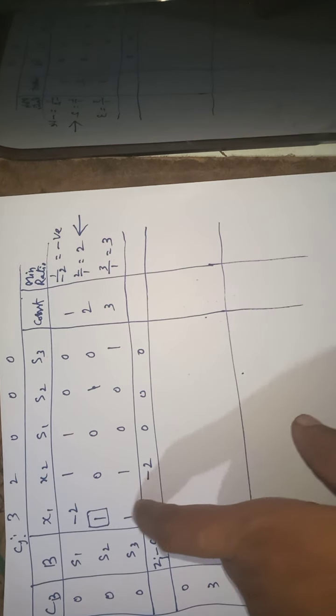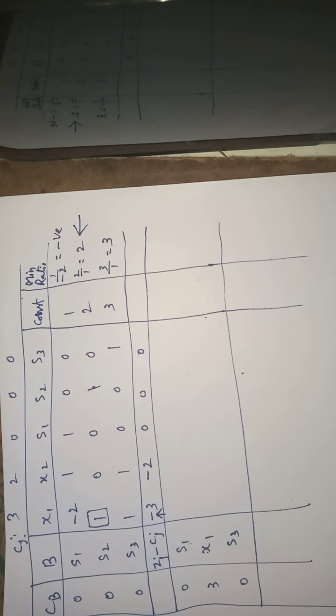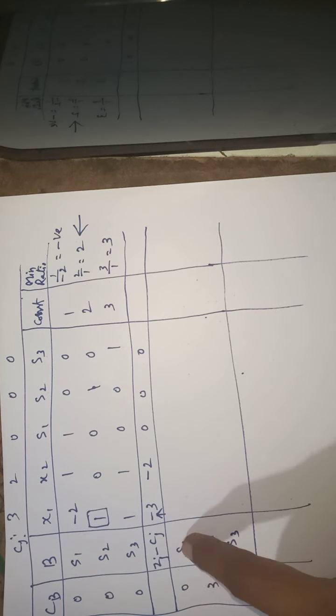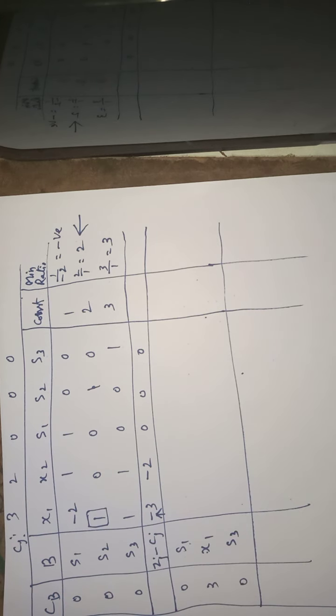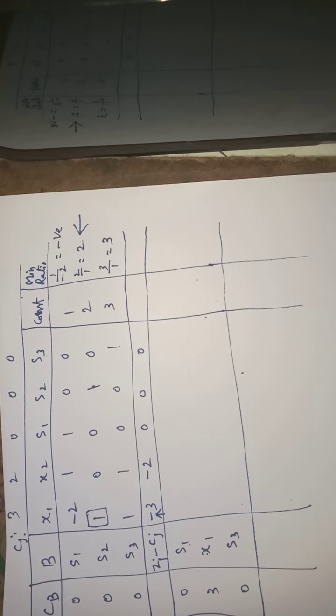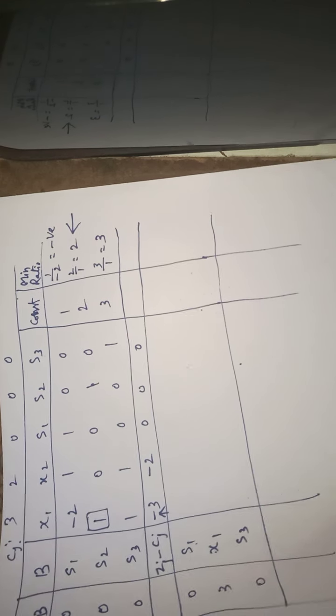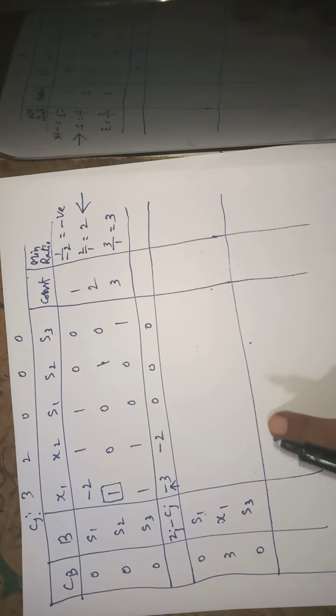Now here x1 is the entering variable, whereas s2 is the leaving variable. Above x1 3 is there, that's why I wrote 3 here. Above s1 0, above s3 0, as it is I wrote. Now from here we have to do the simplification. The simplex procedure we will start here. Now this is the first iteration of the simplex table.